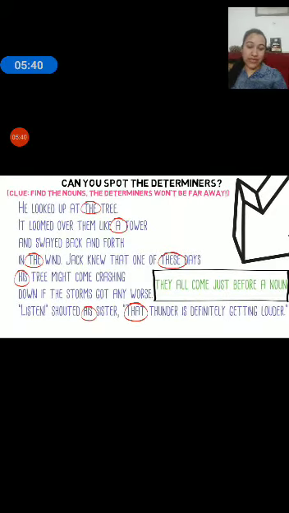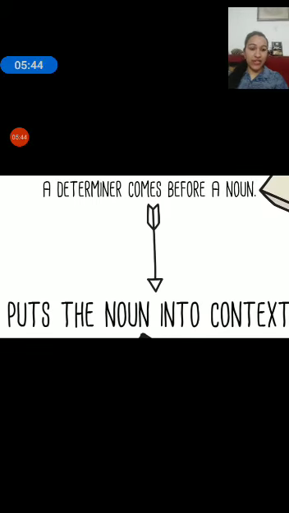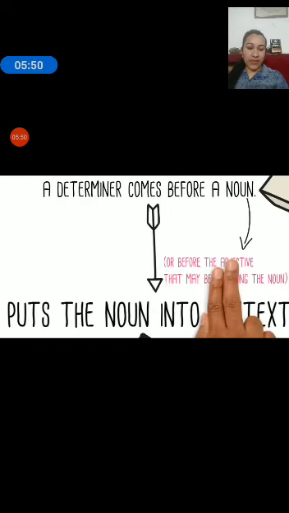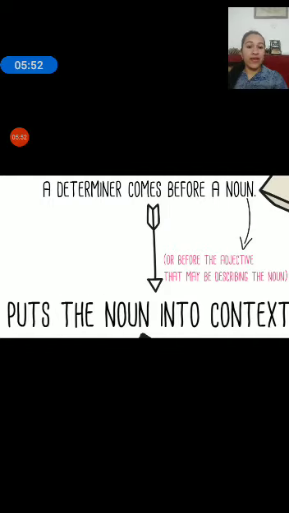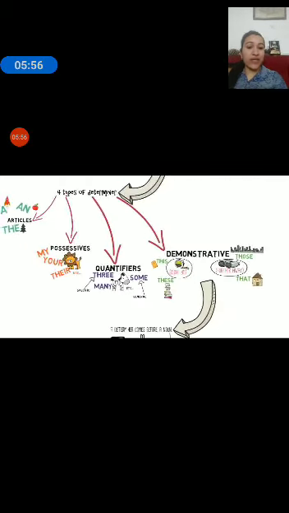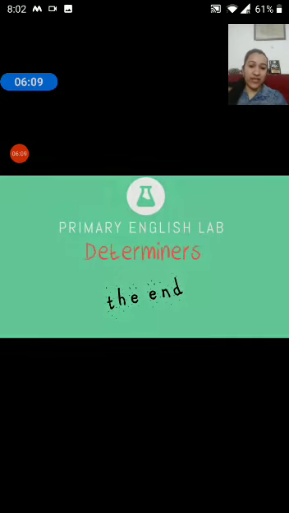Now, a determiner can be followed by an adjective, but an adjective will not be followed by a determiner. Okay? Let's take a few examples. It can come before a noun or before the adjective that may be describing the noun. So two places for the determiner. It can come right before the noun, or it can come before the adjective that is defining the noun.